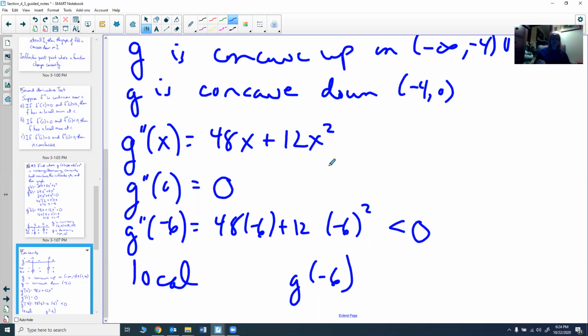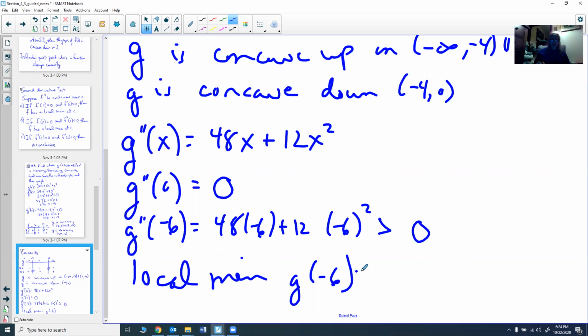So this is positive, and it turns out that this number, when I go to do it, is actually a positive number because we've got 48 times negative 6 plus 12 times 36. And 12 times 36 is way bigger than 48 times negative 6. So that's a positive number, which means that it is concave up. So it's concave up, which means that we have a local min at that point.